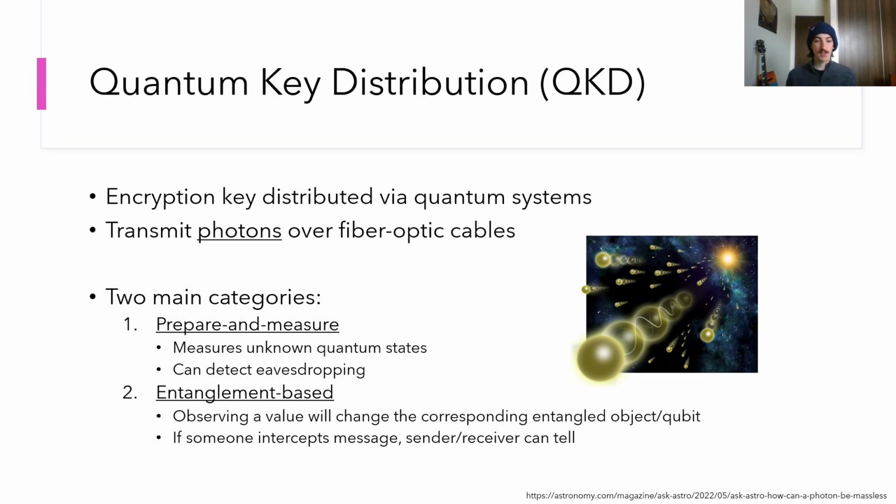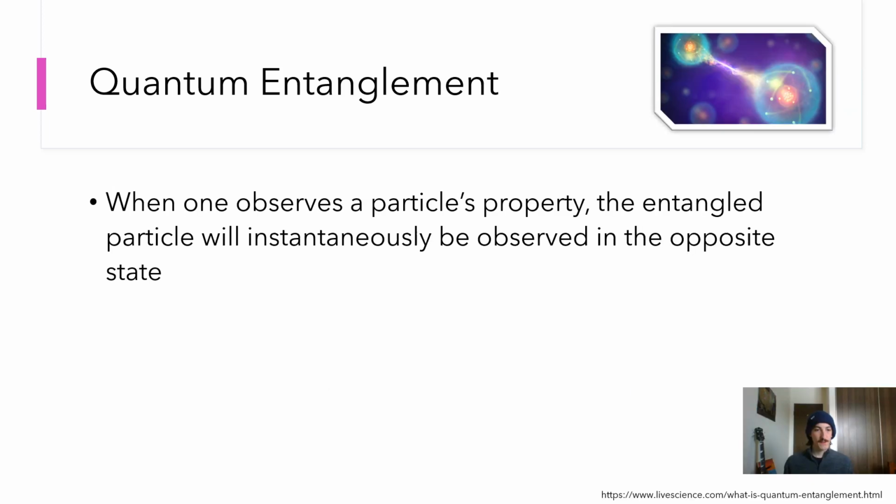The other one is entanglement based. In this case, it's using the entanglement property, which I'll talk about in a bit, where if you observe one value, it'll change the corresponding entangled qubit. That way, if someone intercepts the message, it'll scramble it, and the receivers will be able to tell that someone tried to access this data.